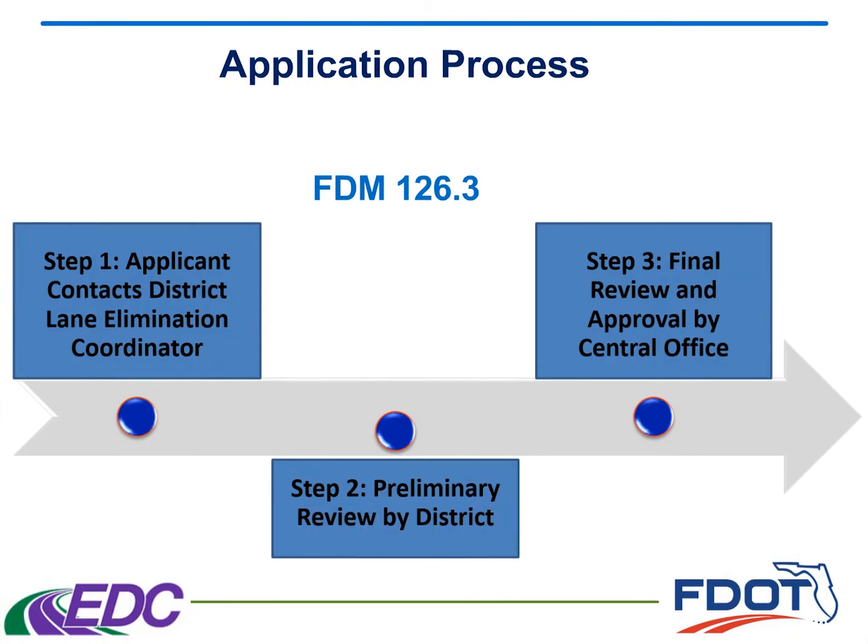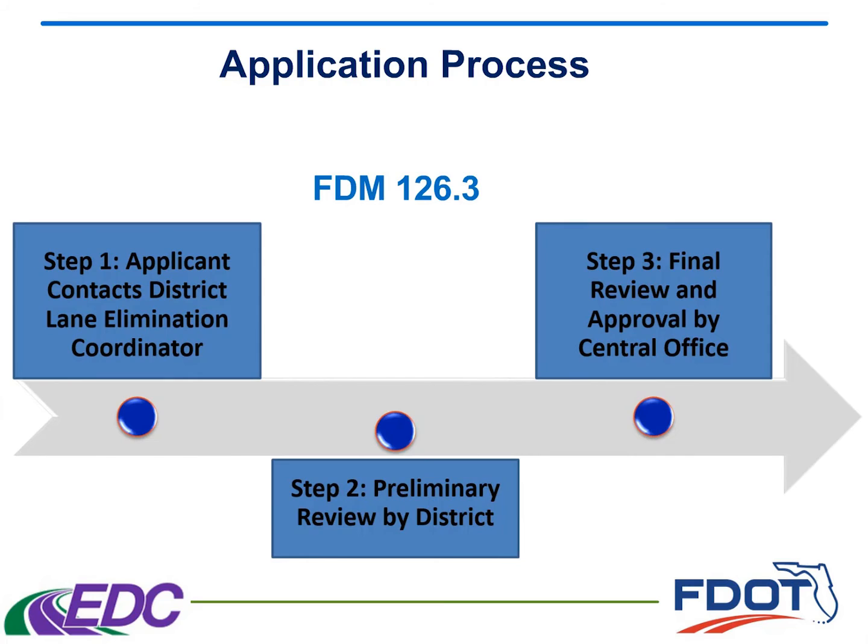So FDM 126, like I said, lays out the submittal process or application process for lane eliminations. The first step is when the applicant contacts the district lane elimination coordinator. Then there will be a preliminary review by the district, where the district lane elimination coordinator will coordinate with other areas within the district. And the final step will be the final review and approval by Central Office.